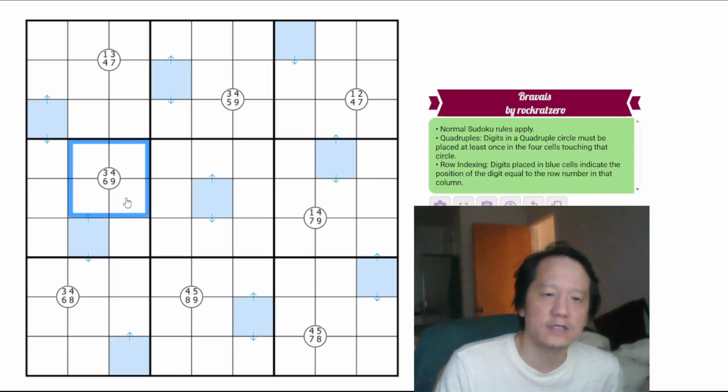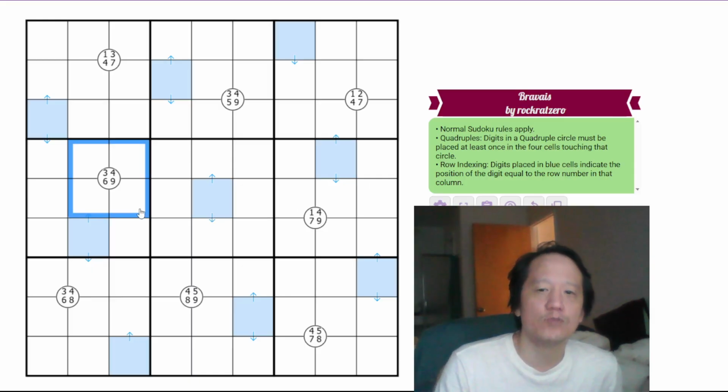So because this circle is filled with 4 digits, there must be a 3 in the 4 cells surrounding the circle. There must be a 4 in the 4 cells surrounding the circle. There must be a 6 and a 9 also in the 4 cells surrounding this circle. So that's an example of how quadruples work.